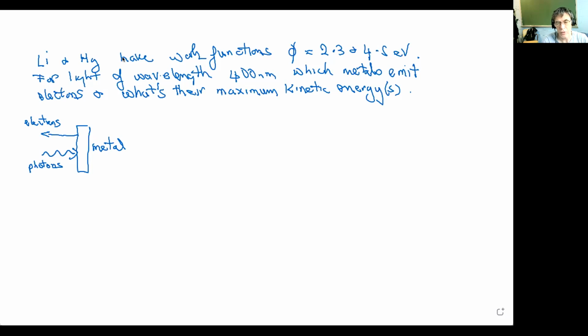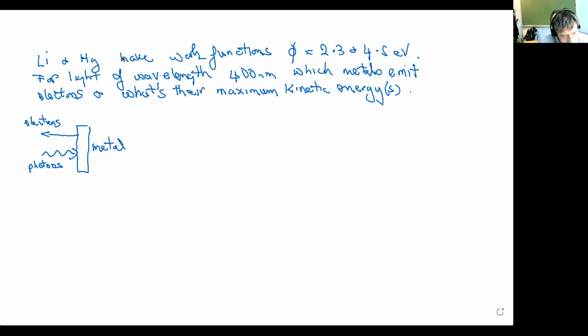We're also told that we shine light with a wavelength of 400 nanometers on the lithium and the mercury. And we're asked whether that wavelength of light liberates electrons from the two different metals. And if it does liberate electrons from a metal, we're asked what is the maximum kinetic energy of those electrons. So we're going to go through those two parts of the question. First, figuring out whether that particular wavelength of light does liberate electrons, and then we can ask what is the kinetic energy of those electrons.